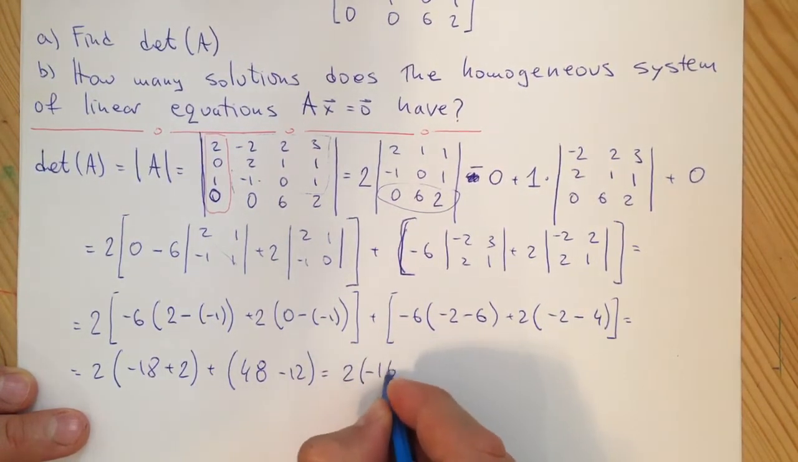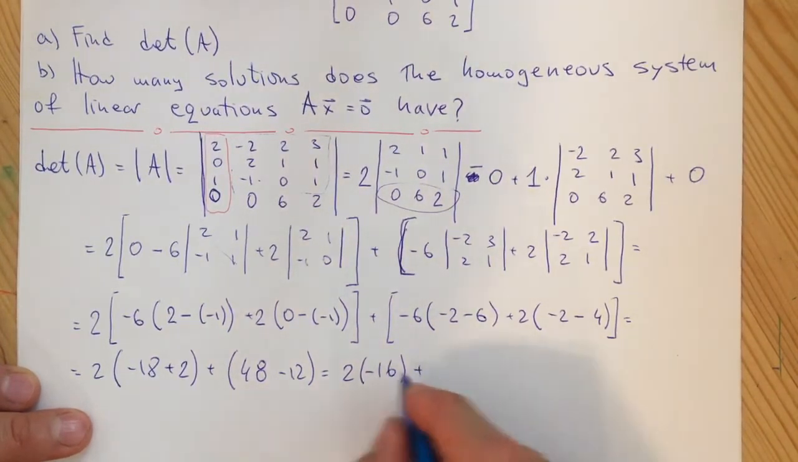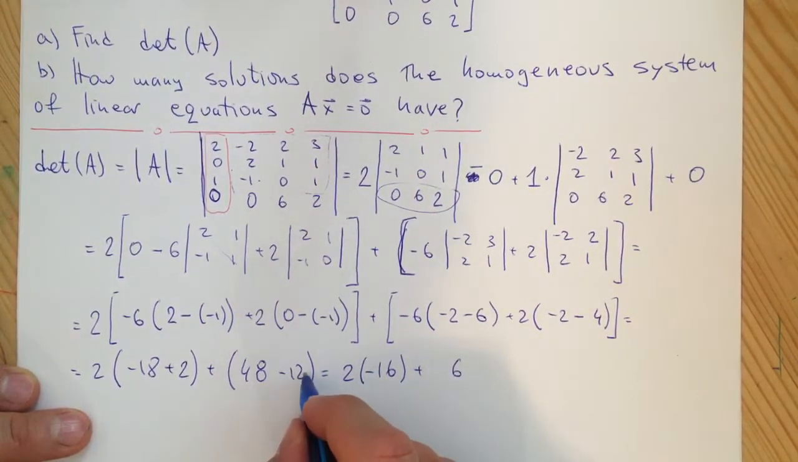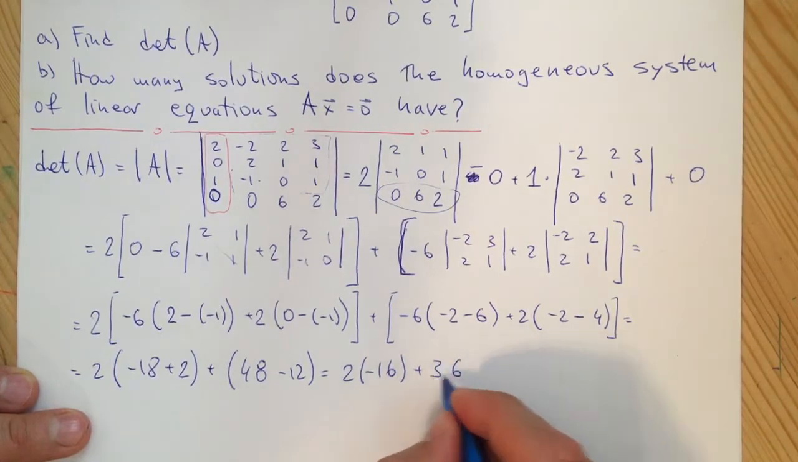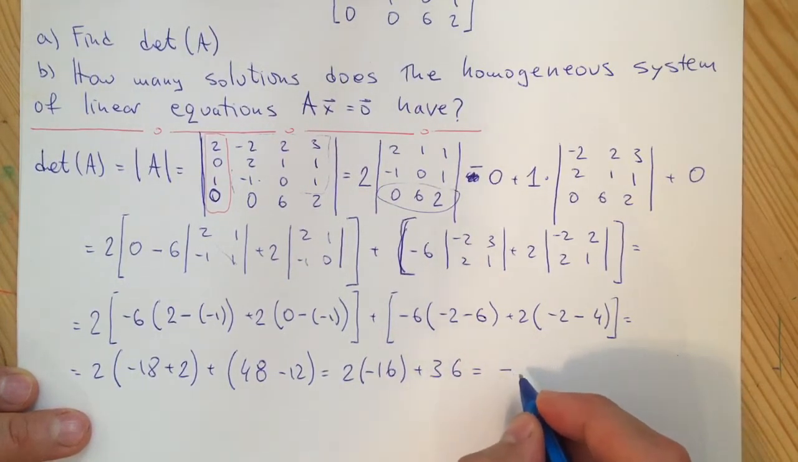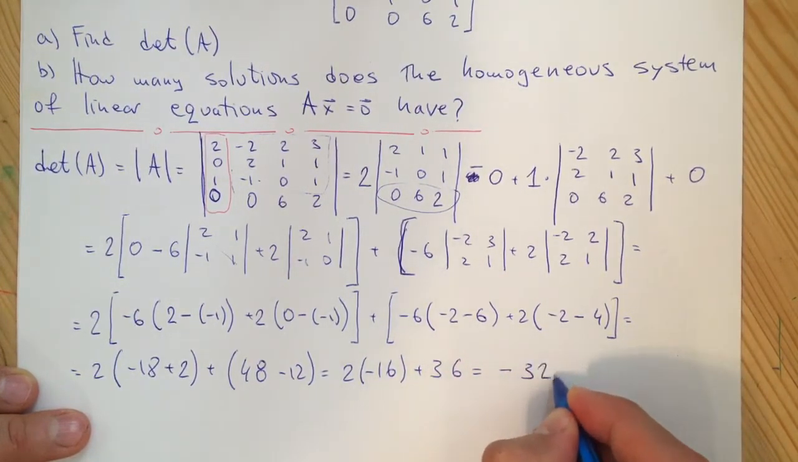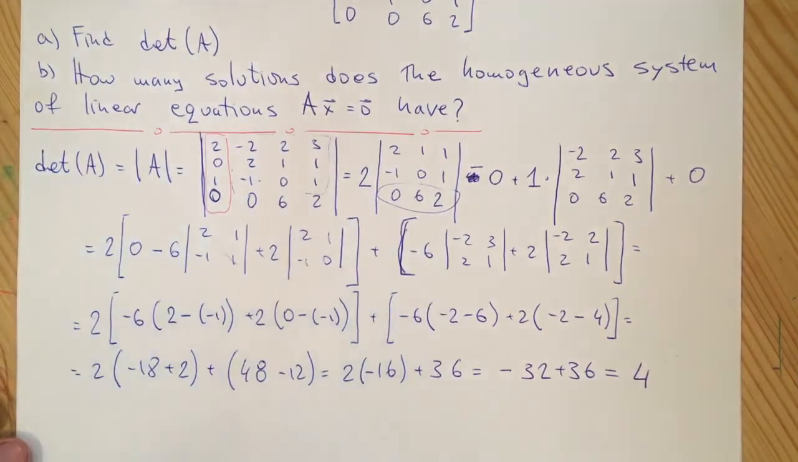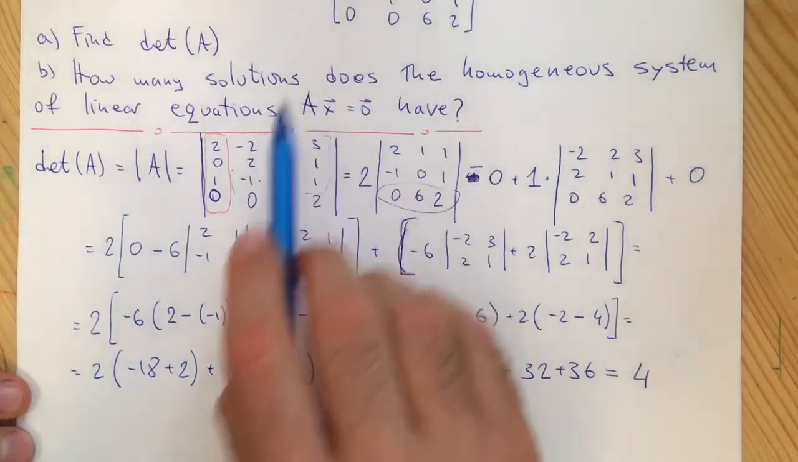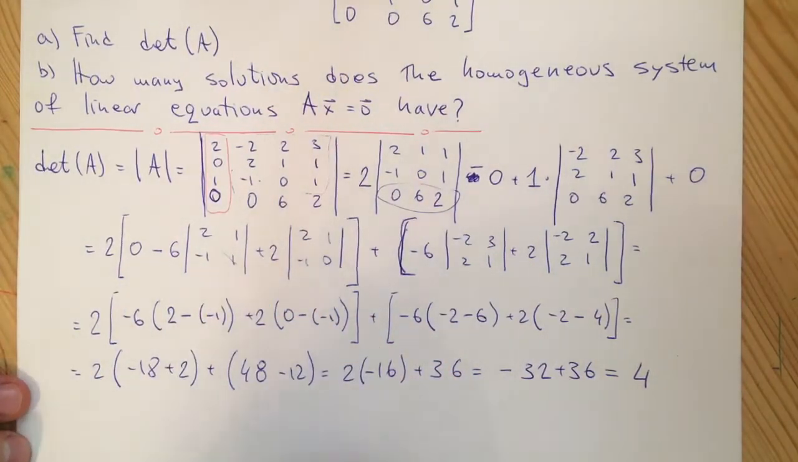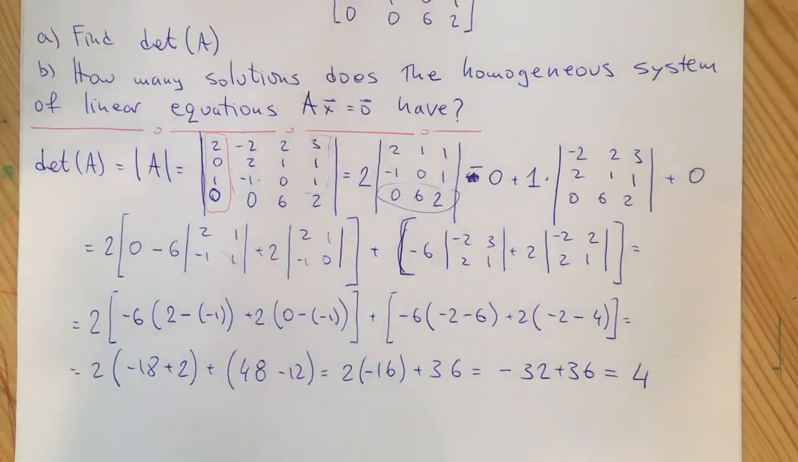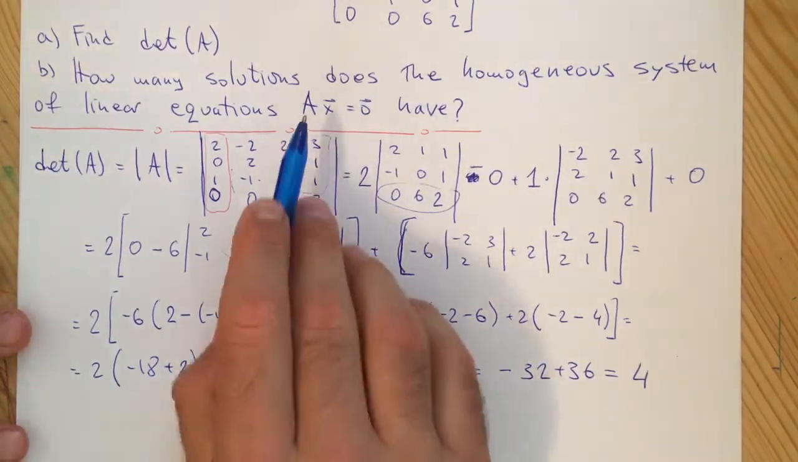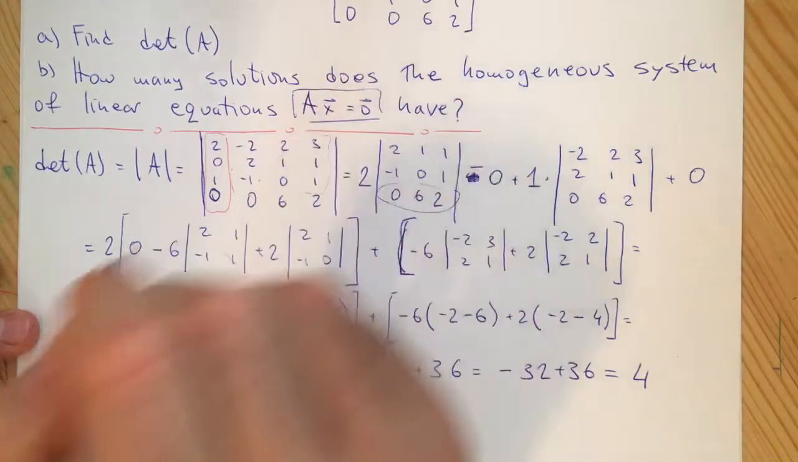So 2 times negative 16 plus 6, and then here 36. So this is negative 32 plus 36, and that's equal to 4. So the determinant of this 4x4 matrix is 4. And now the question is, how many solutions does the homogeneous system of this linear equation here have?